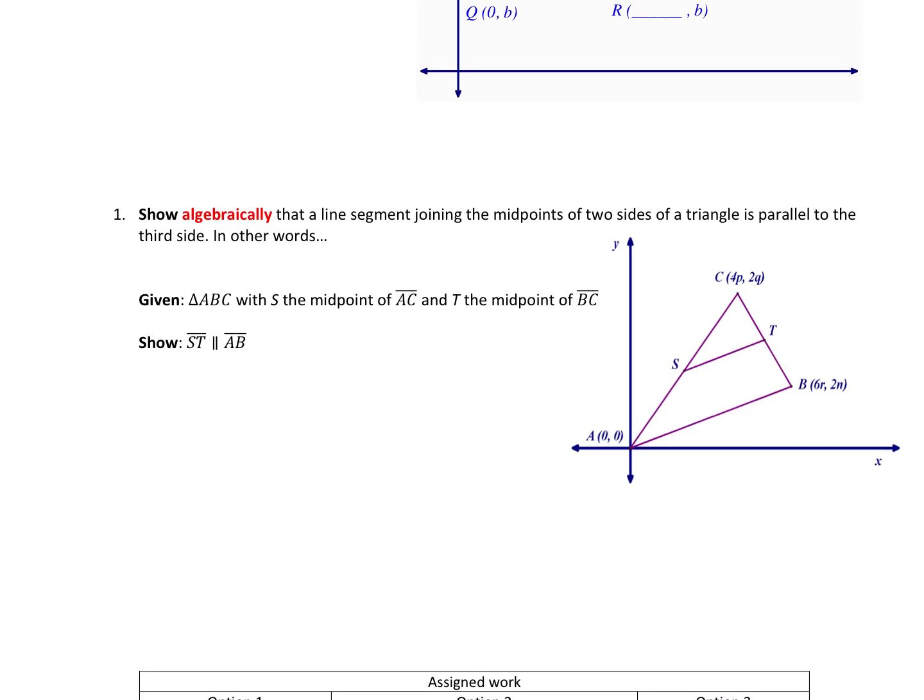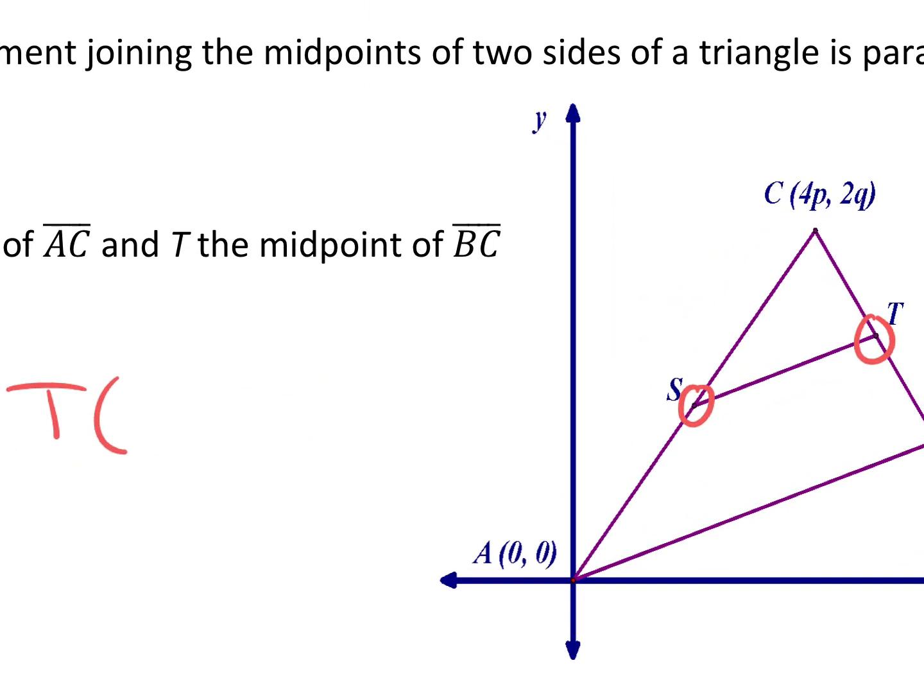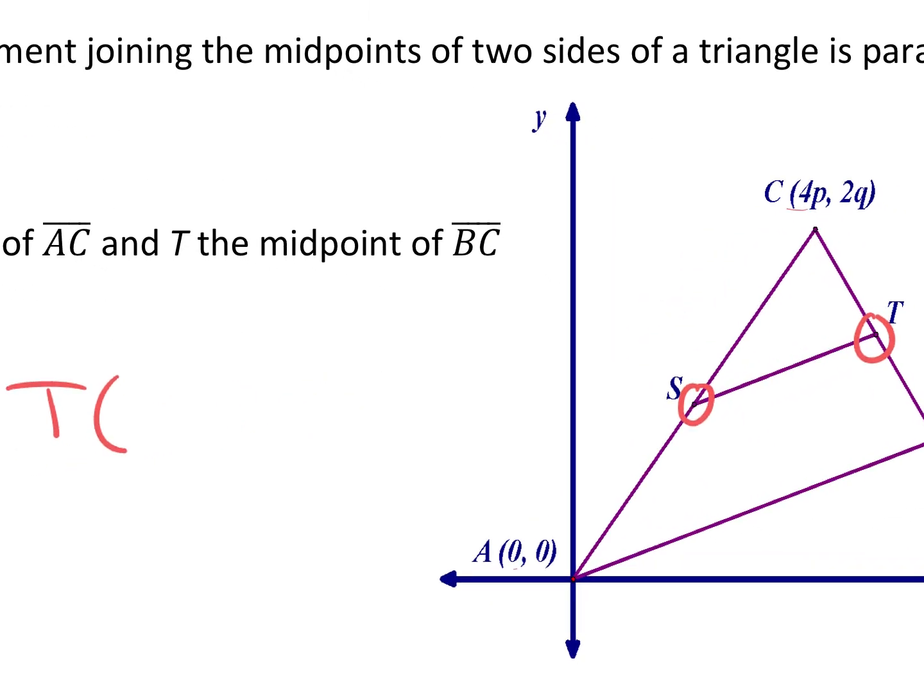Notice it doesn't say prove, it says show that the line segment joining the midpoints of two sides of a triangle is parallel to the third side. In other words, if S is a midpoint and T is a midpoint, how do I know that ST is parallel? So I can calculate these two midpoints. The coordinates of S are going to be 2P, Q, because I'm just going halfway between. Halfway from 0 to 4P is 2P. Halfway from 0 to 2Q is Q.